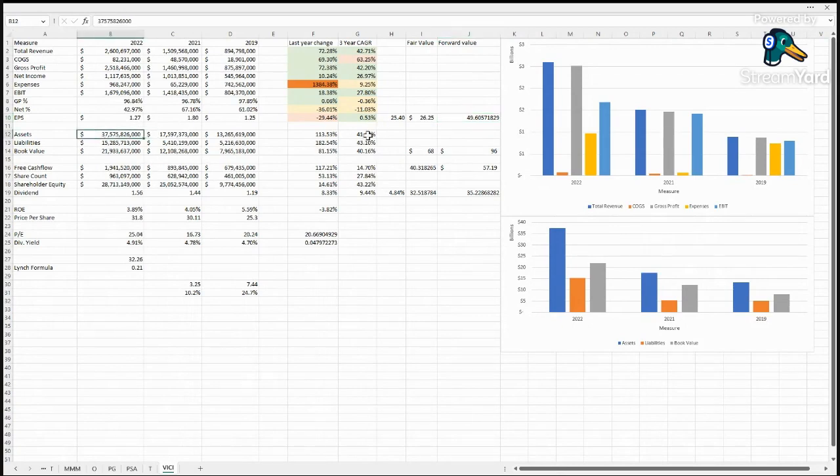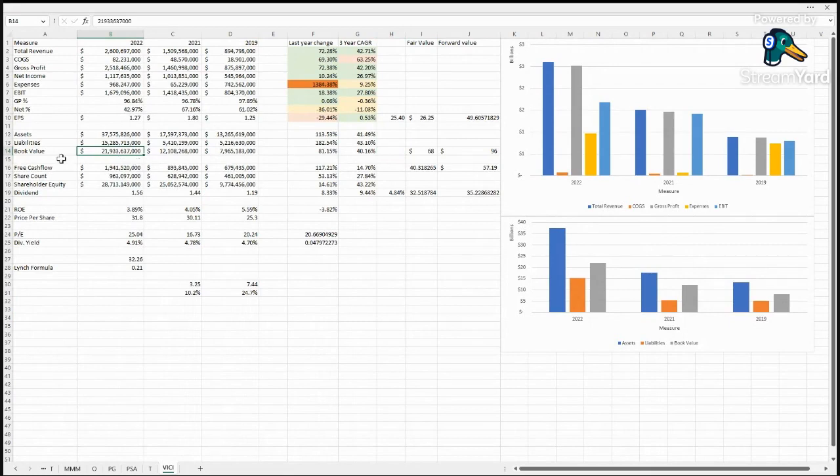Assets, we see great growth. Less last year, nearly doubling them. Liabilities. We see a similar story. In fact, they're growing a little bit faster than the assets are. Slight cause for concern, but the fact that their liabilities are less than half of their assets means that they'll probably be okay.